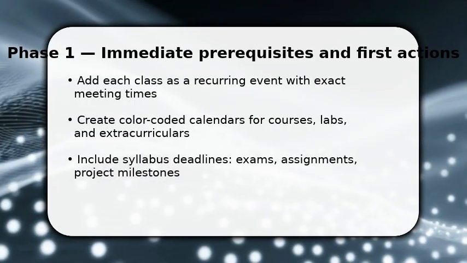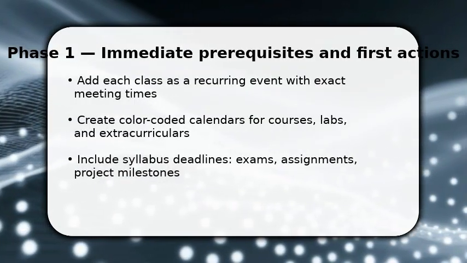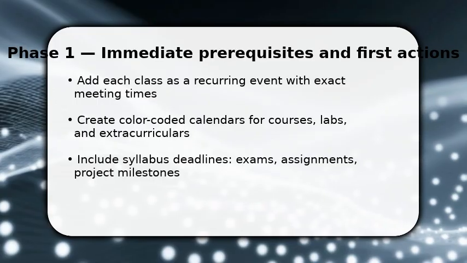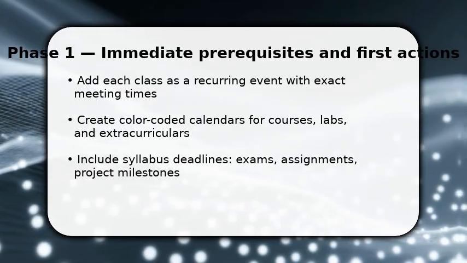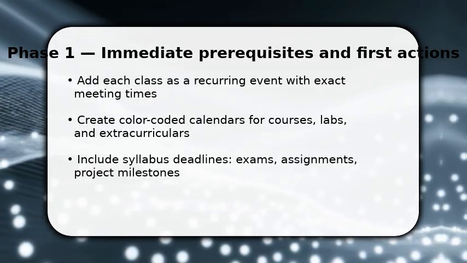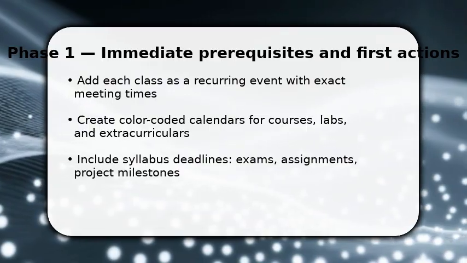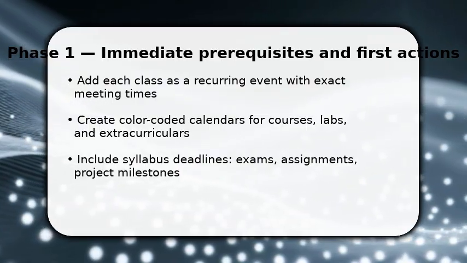You begin by adding each course as a recurring calendar event. Set exact meeting days and times so your week is accurate. Once done, create separate color-coded calendars for lectures, labs, and clubs to filter views quickly.